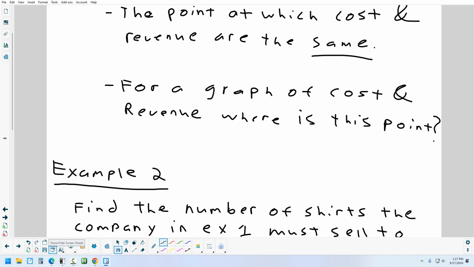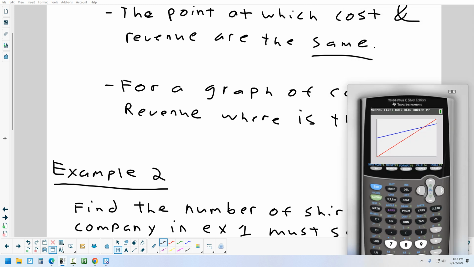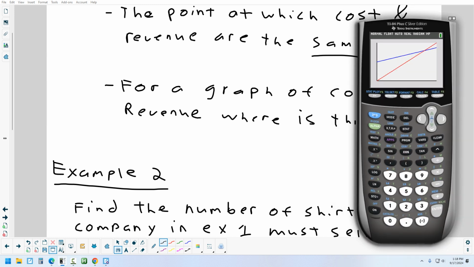So what I want to do is figure out the number of shirts that we have to sell to break even. Well, we already had a graph, so let's just look at that first. So we're looking for where these lines cross. Can someone remind me how you find where these lines cross? Second calc. Yep. Intersect.